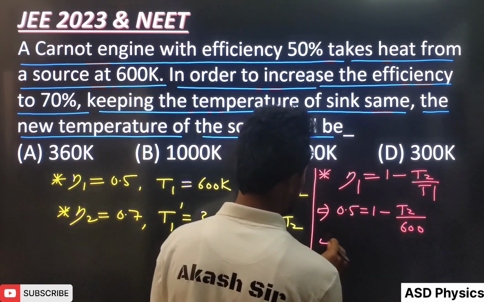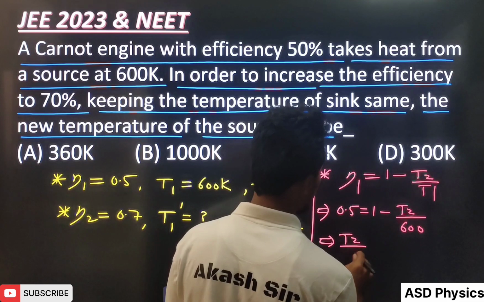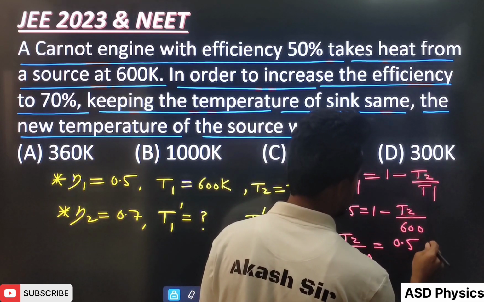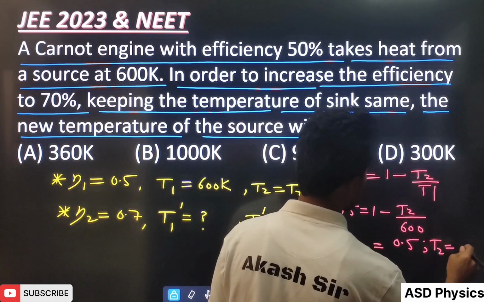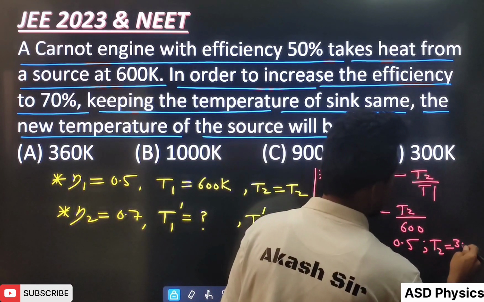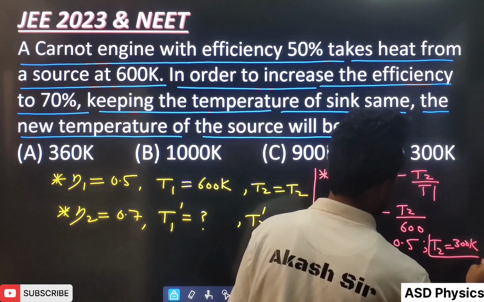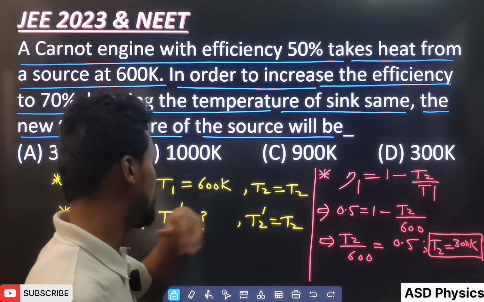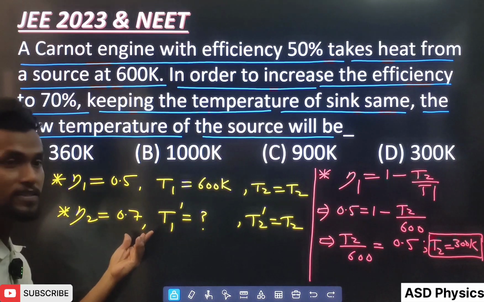So students, when you simplify this, it will come T2 by 600 is equal to 1 minus 0.5, that means 0.5. So what is the value of T2? 0.5 into 600, that means it is coming 300 Kelvin. We have got this T2 value, and this value is not going to change when we make the efficiency 0.7.